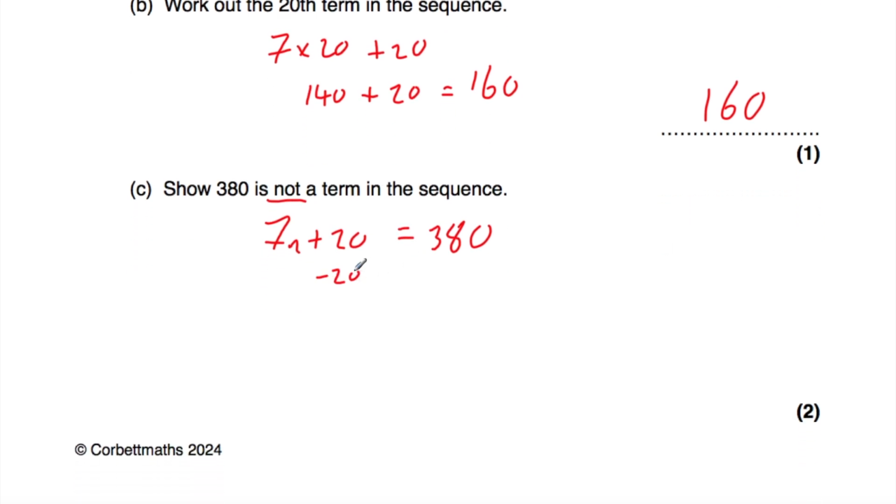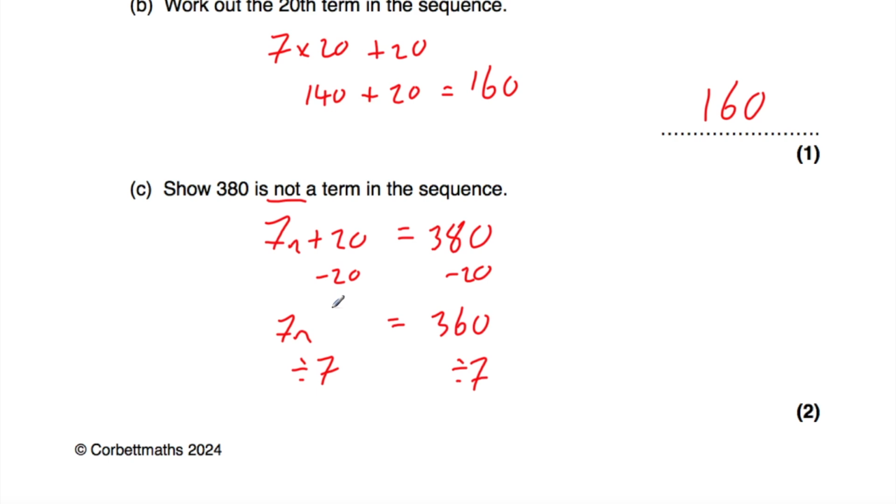So let's take away 20 and take away 20. We're doing that to get the 7n on its own. So we've got 7n on the left hand side. We took away 20 to get rid of the plus 20. And then 380 take away 20 would be 360. Now we want to get rid of this multiply by 7, so we're going to divide by 7 and divide by 7.